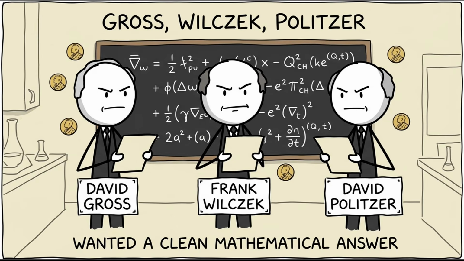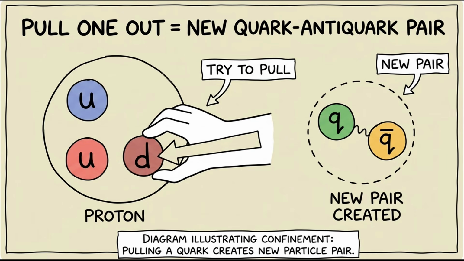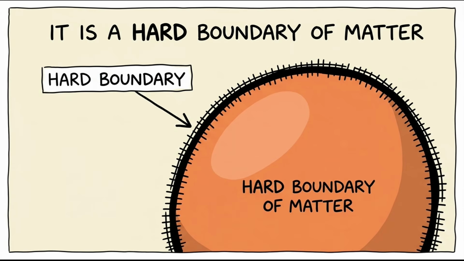David Gross, Frank Wilczek, and David Politzer wanted a clean mathematical answer to a laboratory puzzle. The standard model predicts quarks are permanently confined at normal energies. Try to pull one out of a proton, and the energy required creates a new quark-antiquark pair before you succeed. Confinement is not a suggestion. It is a hard boundary of matter as we know it.